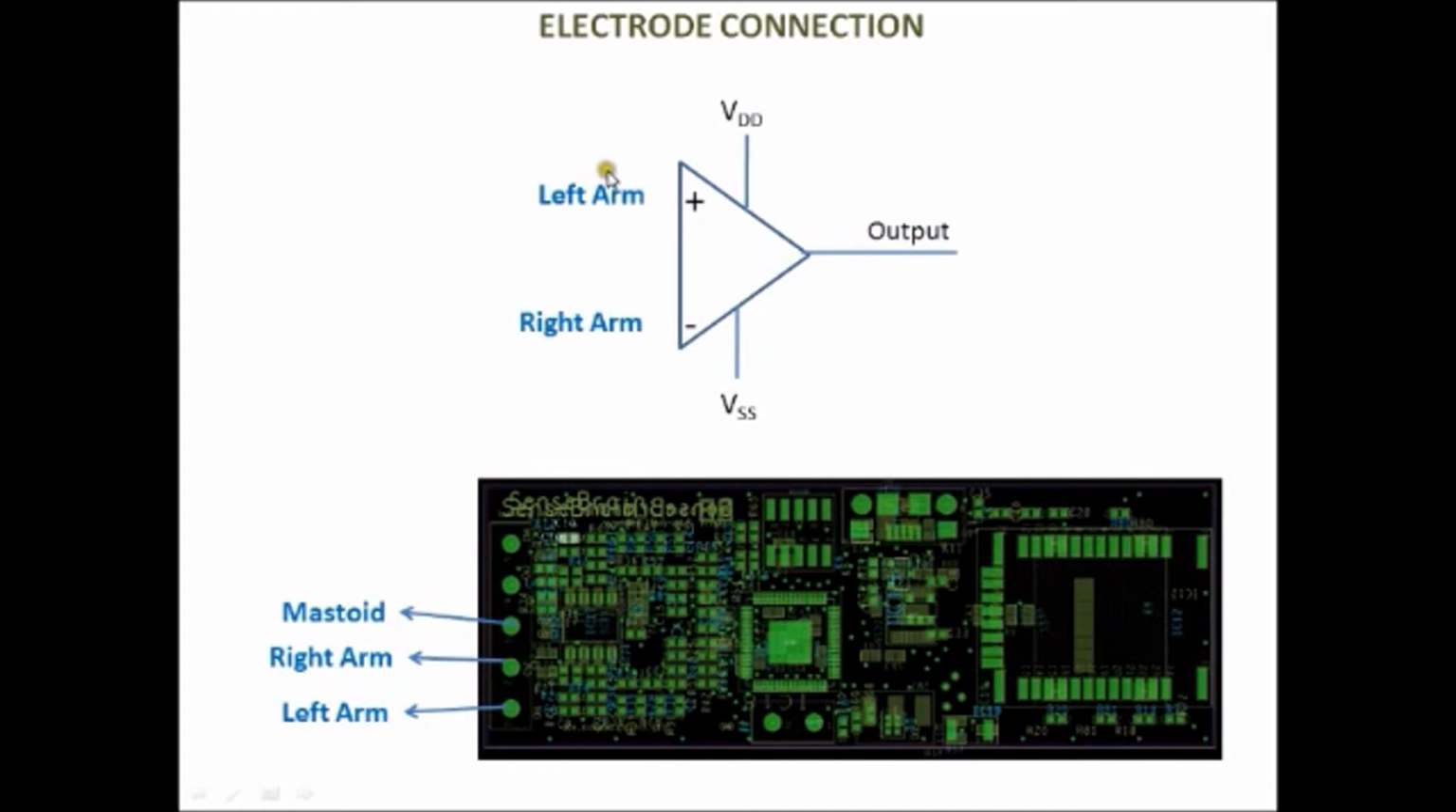Whatever signal is measured by the left arm goes to the positive end of the op-amp and the right arm sends its signal to the negative input of the op-amp. As you can see here, these two are the channels and this is the reference, and I'm not using this channel.